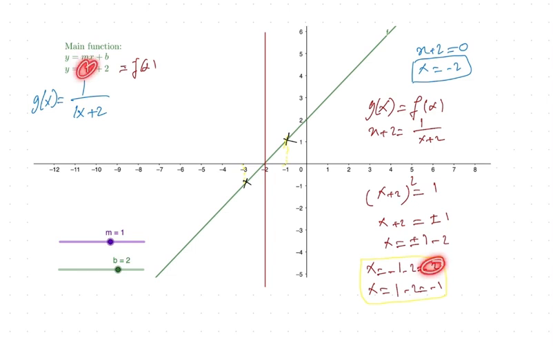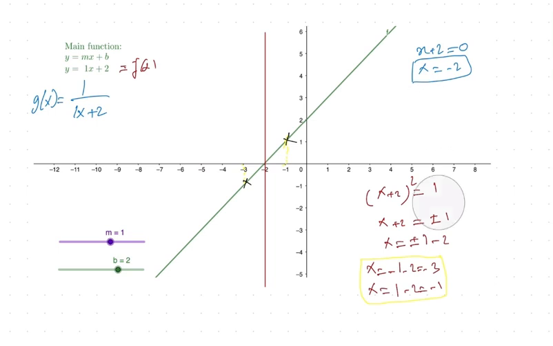You will find that they are minus 1 and plus 1. Always minus 1 and plus 1. So you have minus 1, you have 1, and you have minus 1. So now I know that my reciprocal function passes through this point.